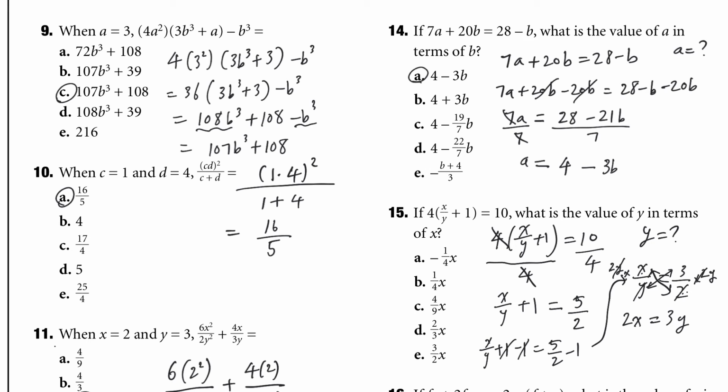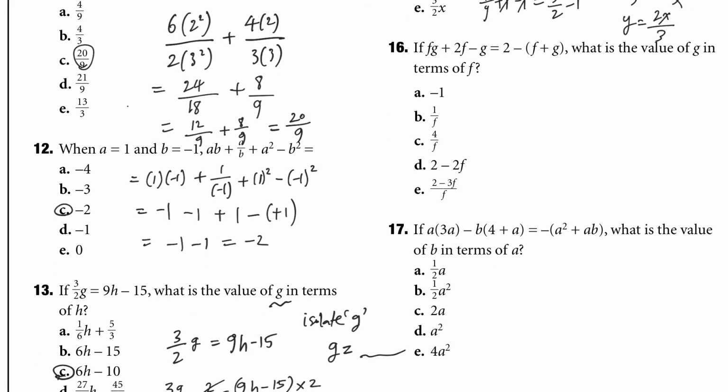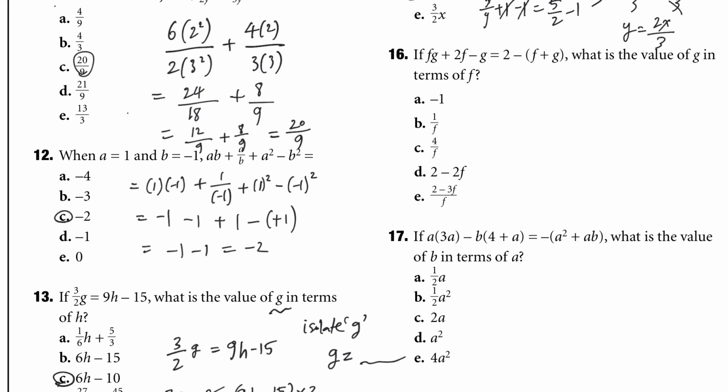Now the last thing, since I want y in terms of x, I want to get rid of the 3. How do I do that? Divide both sides. So they cancel, so y is equal to 2x over 3. D. Moving on, question number 16.